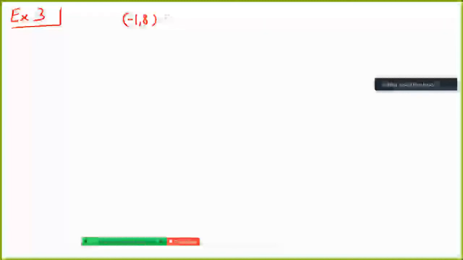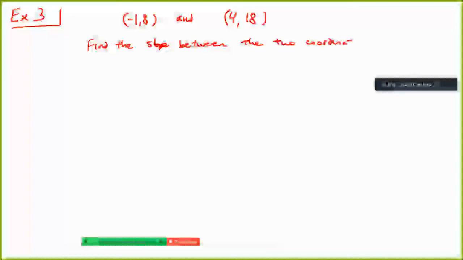So here's 2 points for example 3. (-1, 8) and (4, 18). So we know, and let me put our directions here. We want to find the slope between the 2 points, or 2 coordinates. Okay, so lots of different ways to word these problems, but it's asking us to just find the steepness, the slope, between those 2 locations, those 2 coordinates.